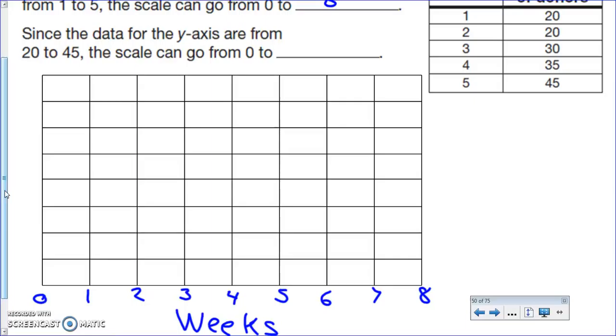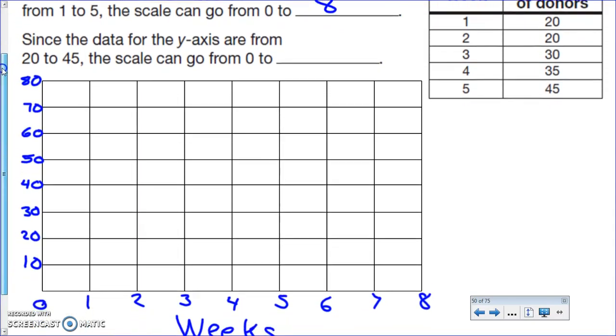Then, since the data for the y-axis are from 20 to 45, we need to decide what the scale can go for. It's going to start at 0, and we know we need to get at least to 45. So if we count, we have 1, 2, 3, 4, 5, 6, 7, 8 lines. Now if we counted by 5s, we're going to run out of space. We're only going to get to 40. So we're going to count by 10s. And then we need to look at our data, and we know that's number of donors. So we need to label that along the vertical axis.